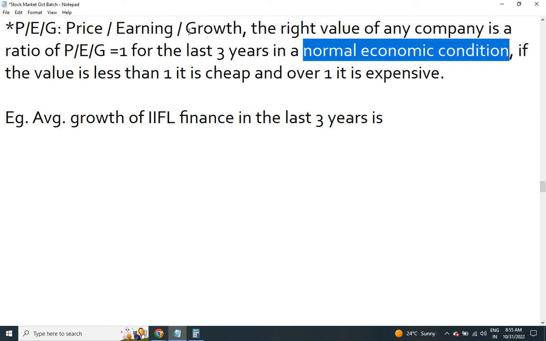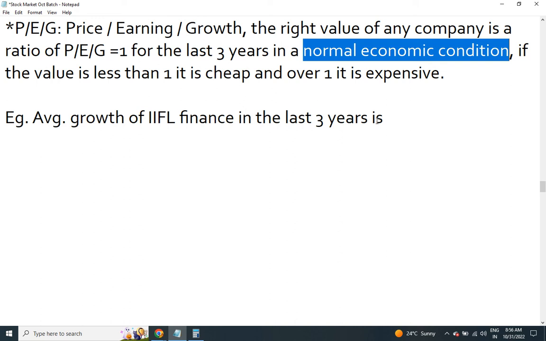So the growth that you are checking here should be projected for further years also. In other words, whatever growth you are seeing for the last 3 years should not be a one-off. It should be regular growth. In IIFL Finance, nothing special happened that made it grow only for these 3 years. It's an indigenous growth, a normal growth, an organic growth. So it is likely to continue because the economic conditions are normal.